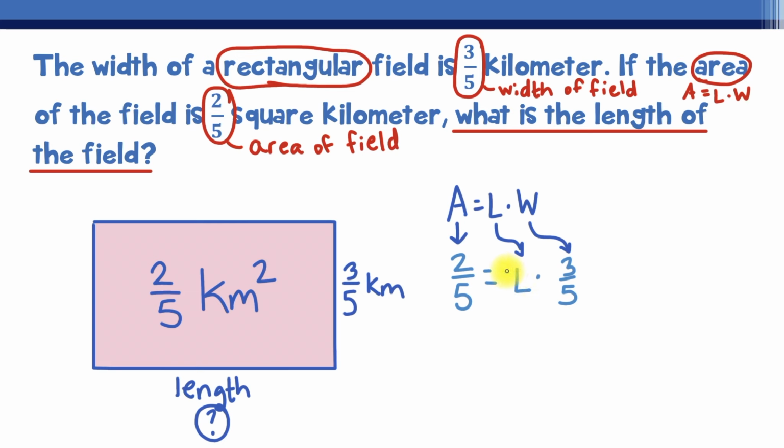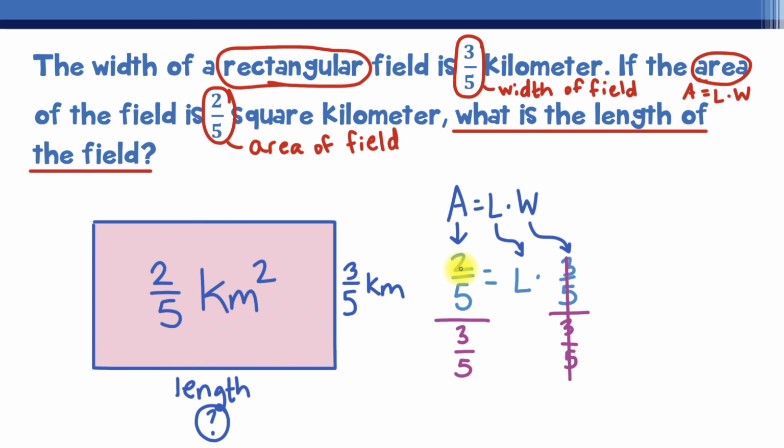So in order to figure out what the length is, what we need to do is find some value that when we multiply it by 3/5, it gives us 2/5. And the best way to do that is by dividing in order to get L by itself. So we're going to divide 3/5 by 3/5, and we'll do the same exact thing to the other side of the equation. So it's 2/5 divided by, that's what this line means, 3/5. These 3/5 will cancel out because 3/5 divided by 3/5 equals 1. Remember, anything divided by itself is 1.